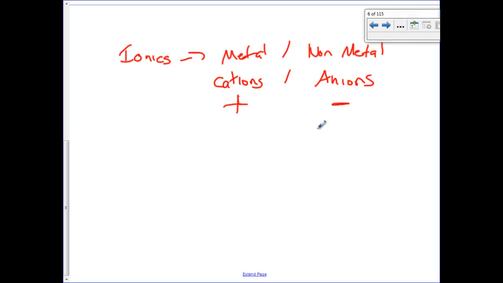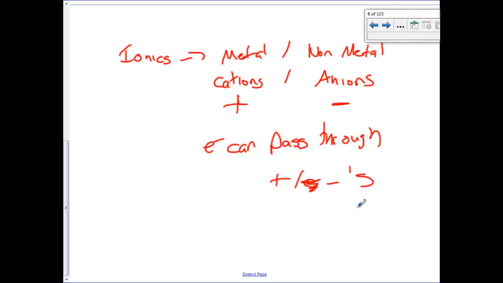Okay. Well, if electricity is the movement of electrons, those electrons need to be able to move through things. And if you have positive and negative charges, you have the ability for electrons to move through these. Does that make sense? Electrons can pass through positive and negatives. That makes sense.